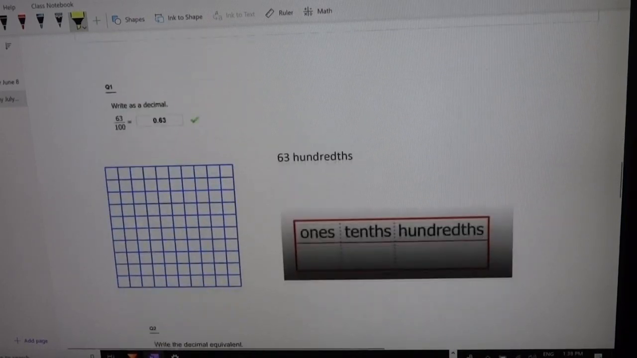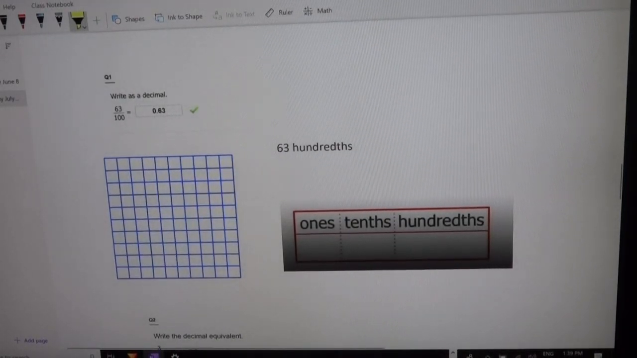The first one that I did is I have to write as a decimal 63/100ths. And of course you can see my answer there, but the reasoning was because we have 100 squares here, that row there, that 10, is 10 hundredths or 1/10. So there's 20 hundredths, 30, 40, 50, 60 hundredths, and a further 3.